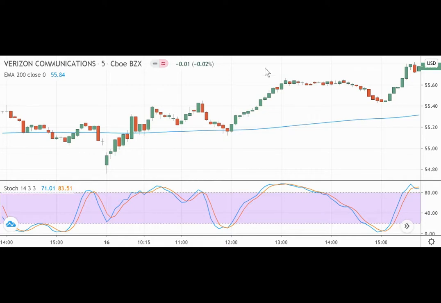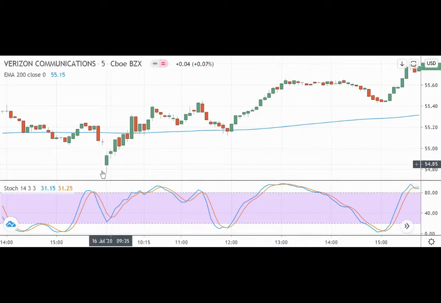I also have an exponential moving average, the 200 EMA, a 200 period EMA. So what do we have so far? 5-minute candles, 200 EMA. Yes, you can try out SMA instead if you want to, but this strategy uses the 200 EMA and the stochastics on the 14, 3, and 3 standard settings.